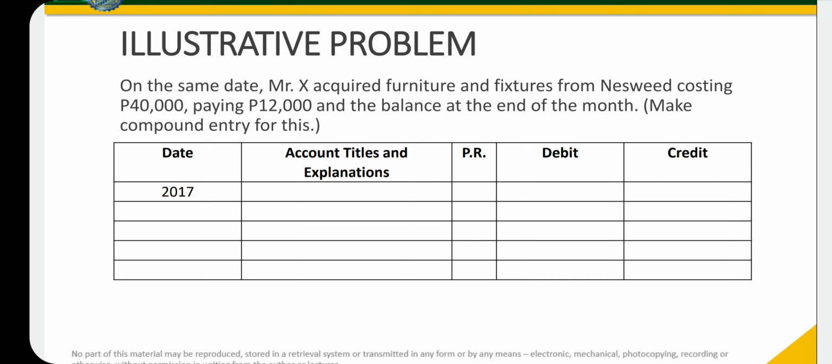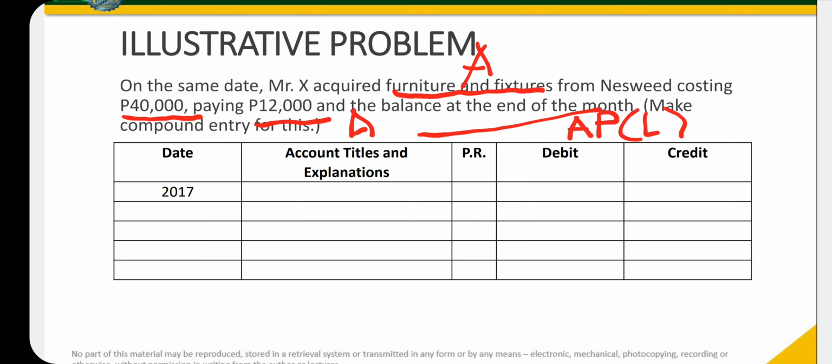So make a compound entry for this, since the accounts involved in this transaction are three, namely the furniture and fixtures, which is an asset, 40,000, cash, sorry, 12,000 cash down payment, di ba? So, cash po 'yan, another asset, and then the balance at the end of the month will give rise to an accounts payable or to a liability.